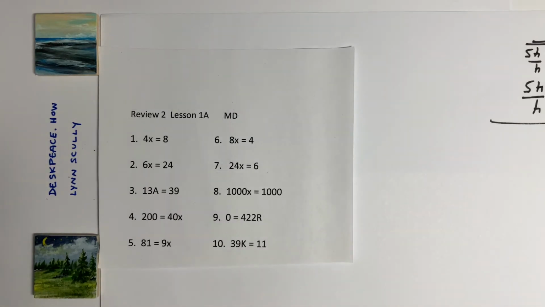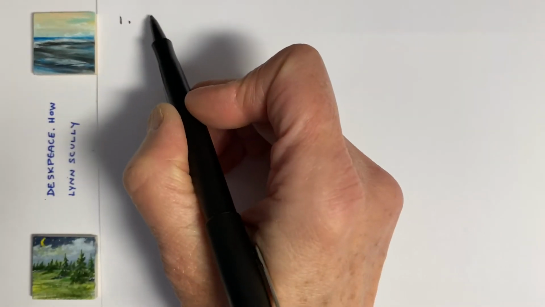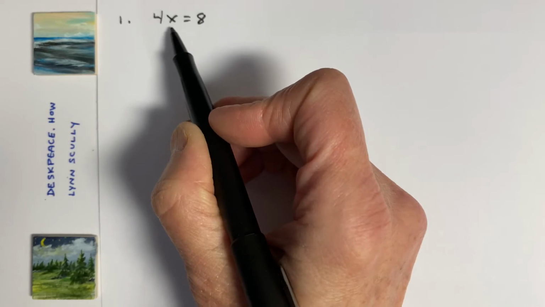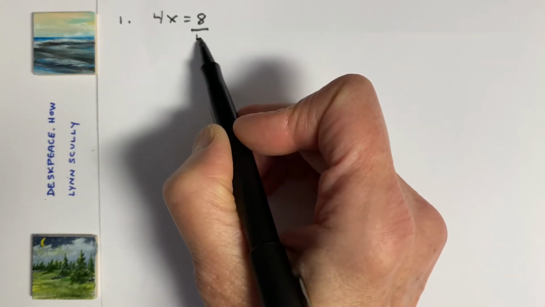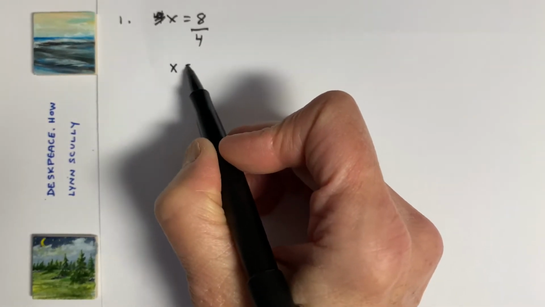Lesson 1A, Review 2. Take a screenshot, try these on your own, and watch me do them. Number 1, 4x equals 8. X is my variable. I want to get it alone. The 4 is attached by multiplication. Move it by division to the other side of the equal sign. And I get x equals 2.